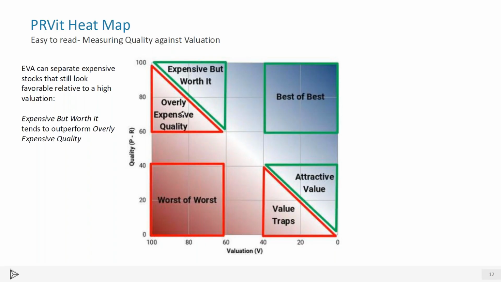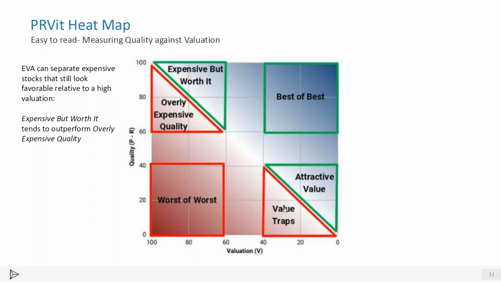The flip side to the expensive but worth it is the overly expensive quality. These are going to be companies with similar quality scores, but the valuations have tipped, and now they are no longer attractive in the prove it model. As Gavin had mentioned, we are style agnostic, so we also have attractive names down here that are low quality firms that are cheap. So these can also have high prove it scores. Again, the attractive value is cheap, but they're cheap enough to justify the low quality that the companies are producing.